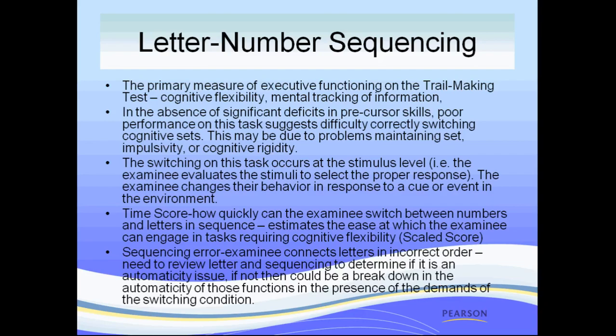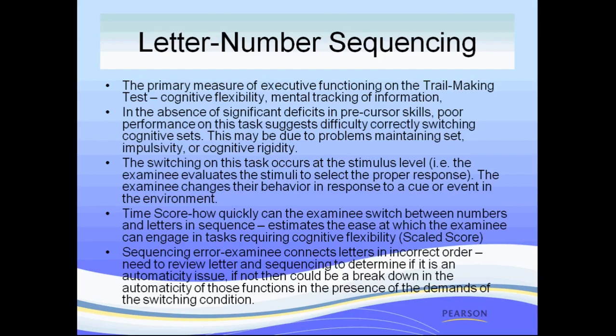So you have multiple cognitive factors involved in the task. There's a time score. Essentially the understanding is that people who do this very slowly are not very good at it, meaning that it takes them a long time to switch between one thing and another. We also have error scores. People who make mistakes, they go from 1 to 2 instead of 1 to A. Okay, they didn't switch back and forth. There's a problem with switching.